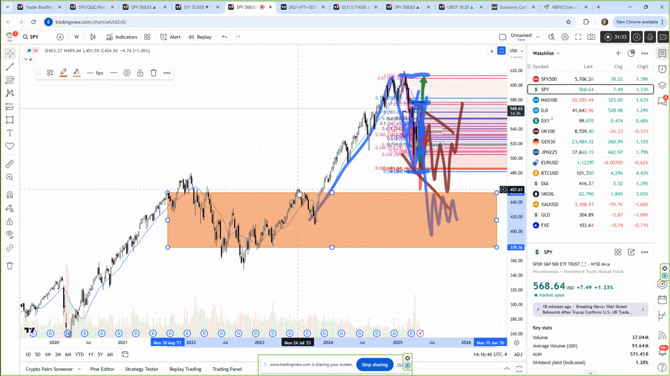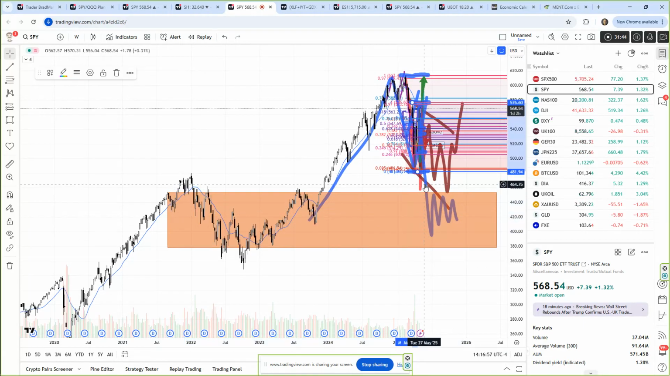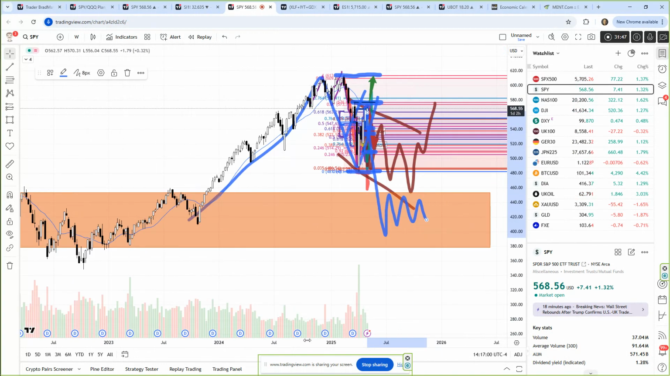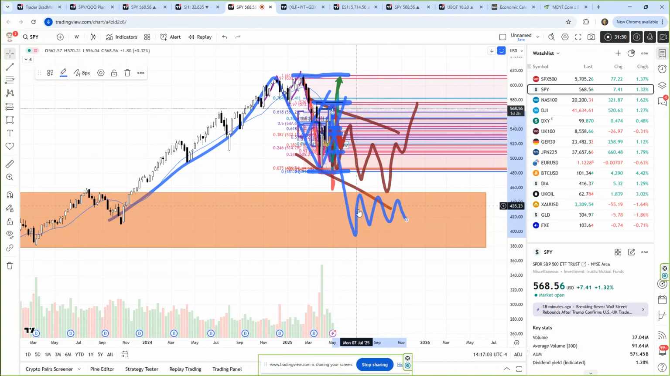See this rejection point? See these multiple rejection points? This is rejection points here. So this tells me that potentially, if we get a big breakdown, we could be looking at a move below 440 from this big rotation.